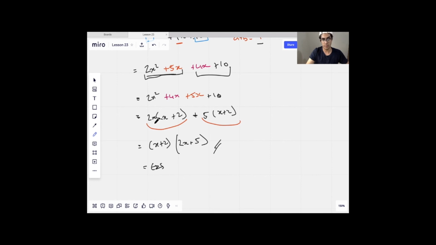Now we've done that, there's another common factor, this x plus 2 bracket, that we can factorize out of this whole expression, to be left with 2x plus 5. And then there we go, we factorized it.